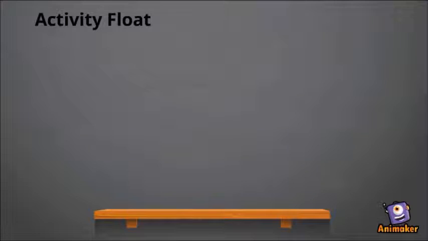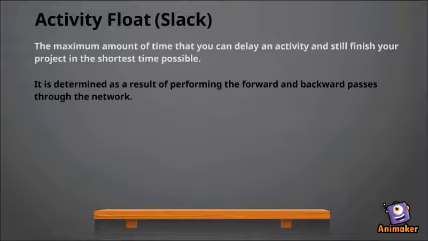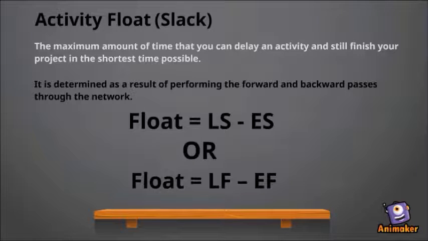Let's continue with activity float, which is also known as slack. Float means the maximum amount of time that you can delay an activity and still finish your project in the shortest time possible. It is determined as a result of performing the forward and backward passes through the network. Float can be calculated by subtracting early start from late start, or subtracting early finish from late finish.